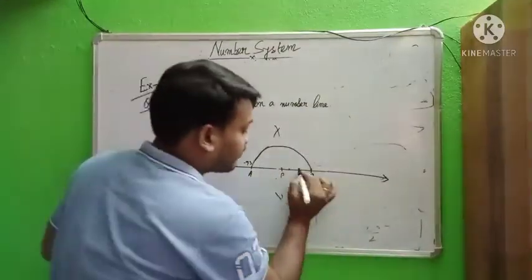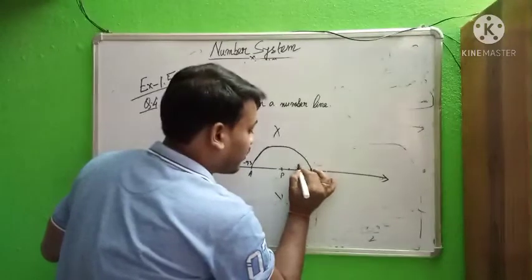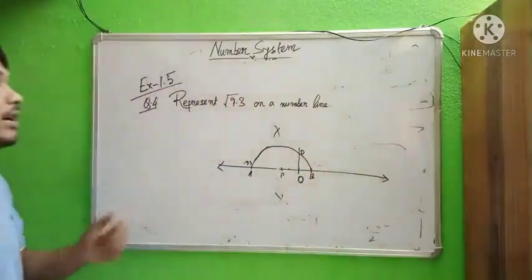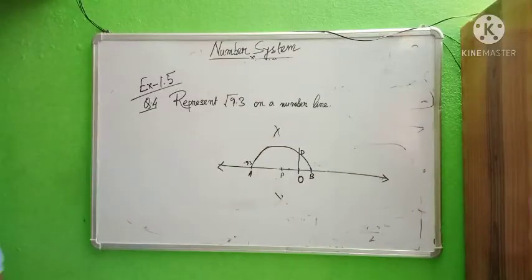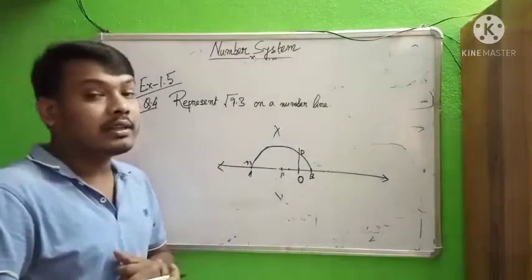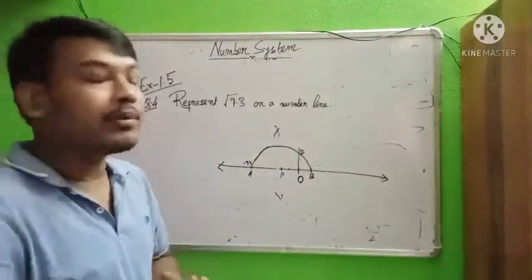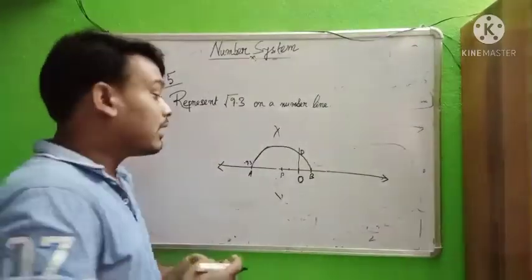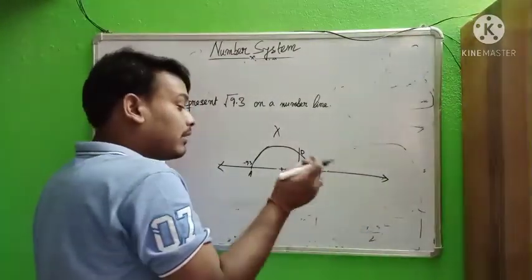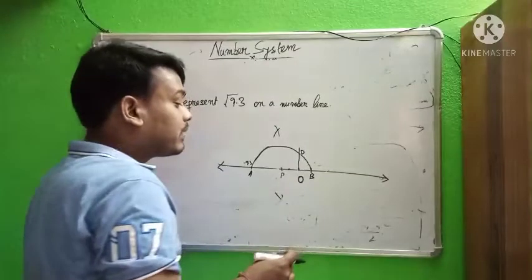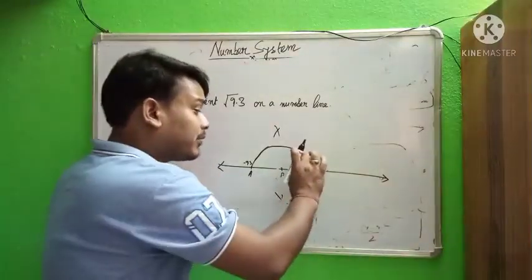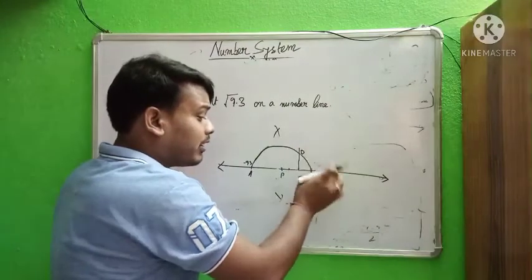Next step is we draw a perpendicular at the point O. If the perpendicular cuts the semicircle, or half circle, at D, then OD is the value of root over 9.3. Sorry, not 9.3, root over 9.3. So we already get the value of root over 9.3. Now the only thing is to put this value of OD on the number line.